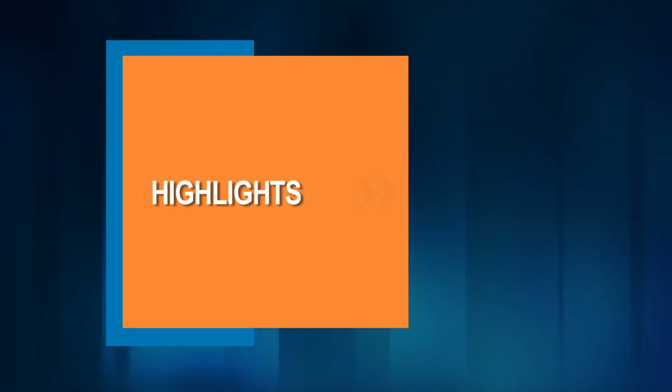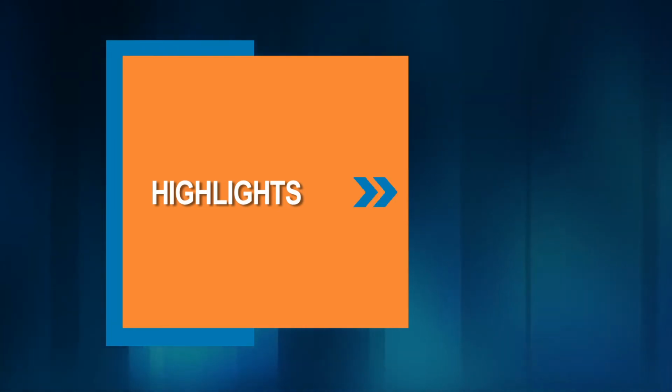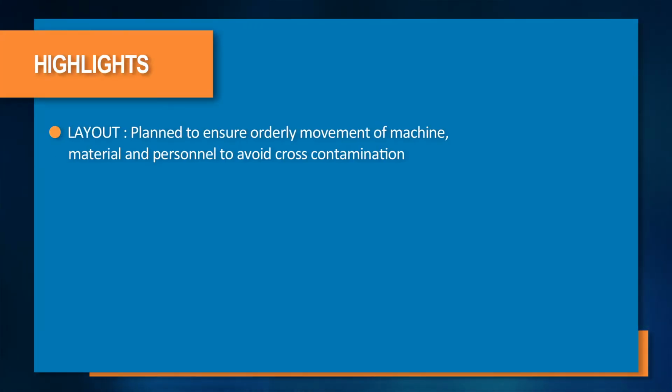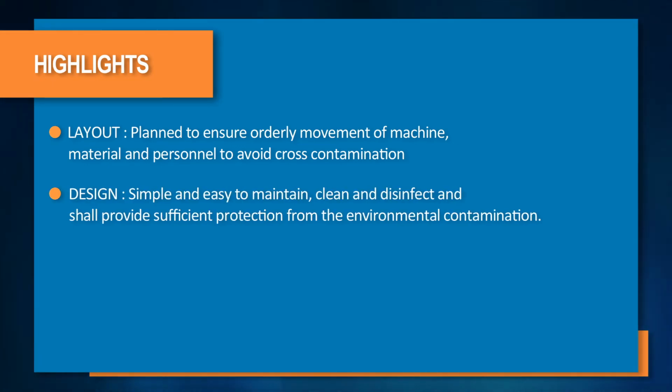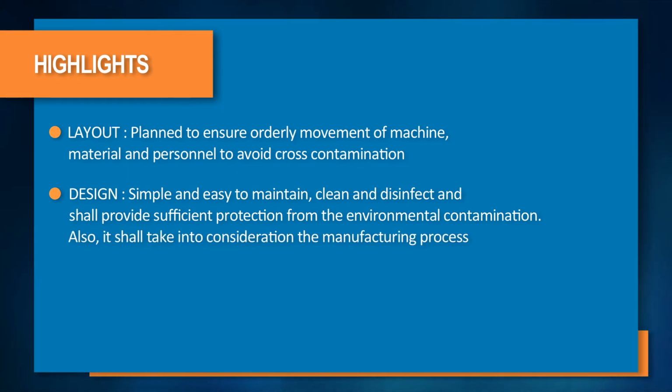Thus, the main points discussed in this video are: the layout of the building should be planned to ensure orderly movement of machine, material, and personnel to avoid cross-contamination. The design of the establishment should be simple and easy to maintain, clean and disinfect, and shall provide sufficient protection from environmental contamination. Also, it shall take into consideration the manufacturing process.